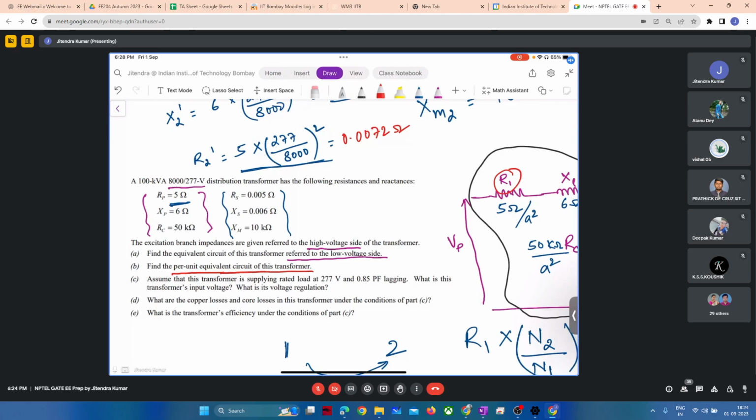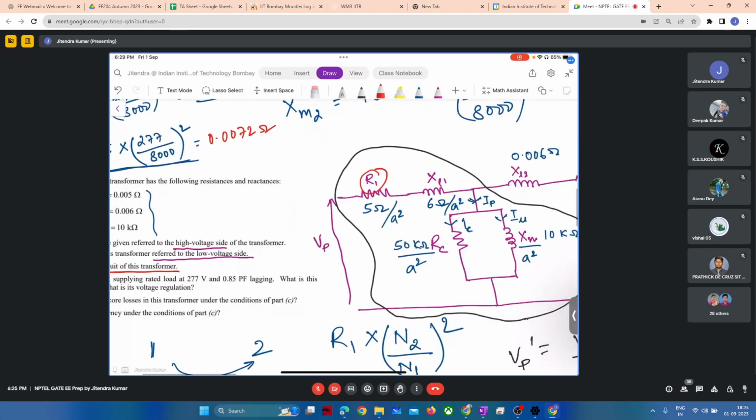So for that purpose, we need to first decide. We are given the kVA value. So the base value of kVA, we can say, will be 100 kVA. And the base value towards the primary side is 8000 volt. The voltage base value on the primary side will be 8000 volt, and the base value of the voltage on the secondary side will be 277 volt. I hope you are following.